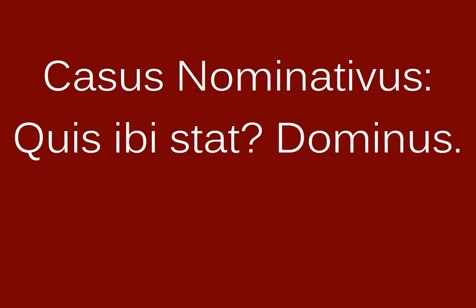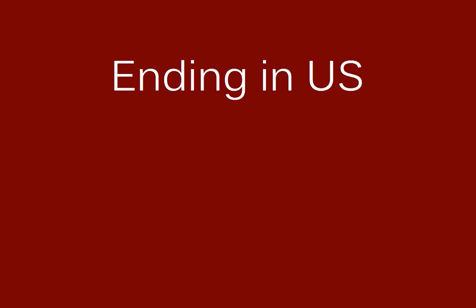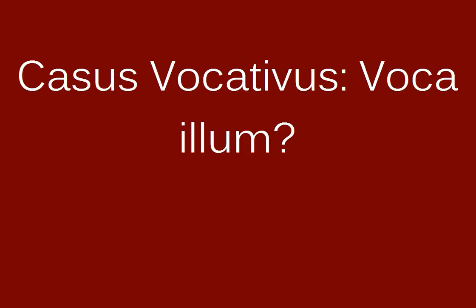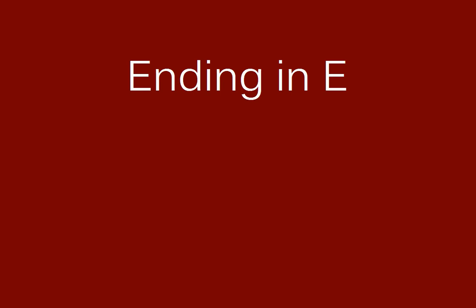Casus nominativus, the nominative case. Quis ibi stat? Dominus. So who is standing over there? Dominus, as the subject of a sentence, is standing over there in the nominative, ending in us. Casus vocativus, voca illum, call him, and the response will be in the vocative. Domine, domine, ending in e, if it terminates in us. Dominus, vocative, domine.